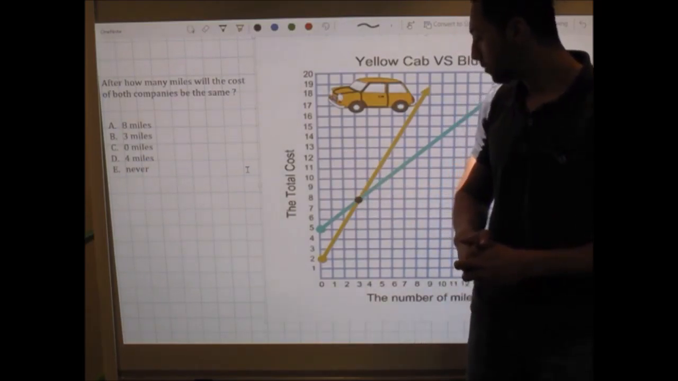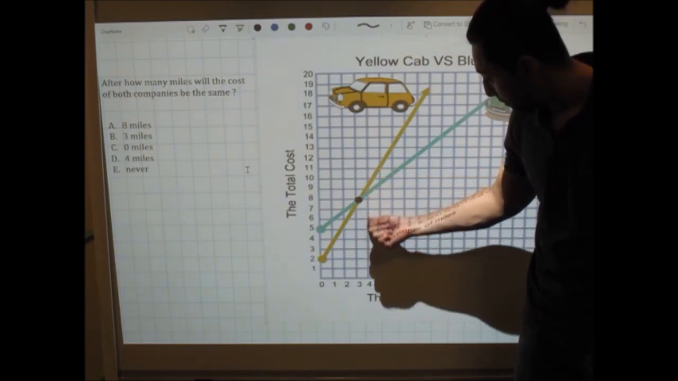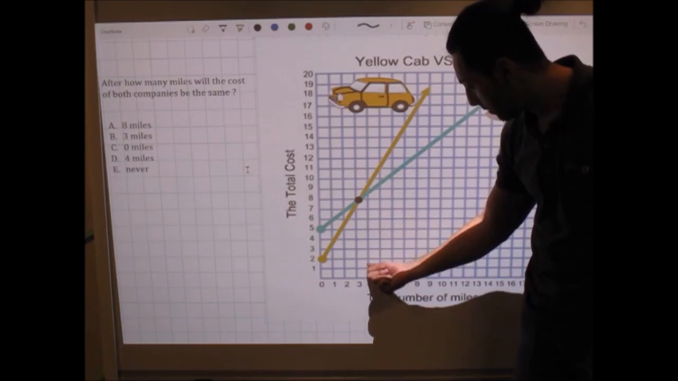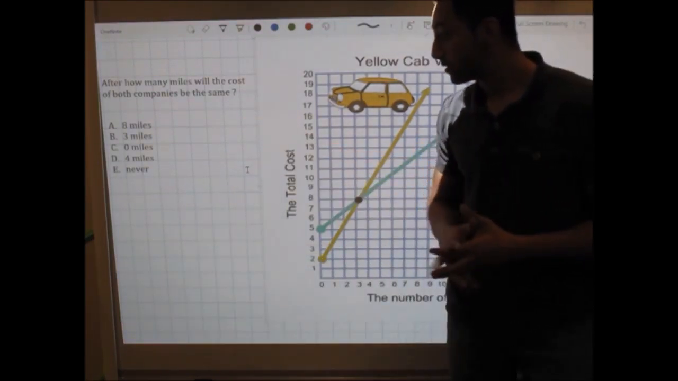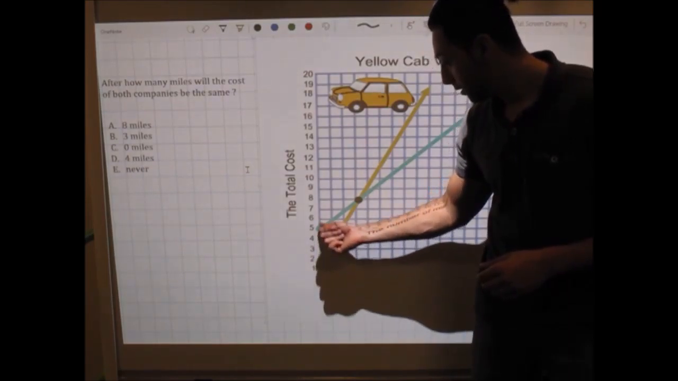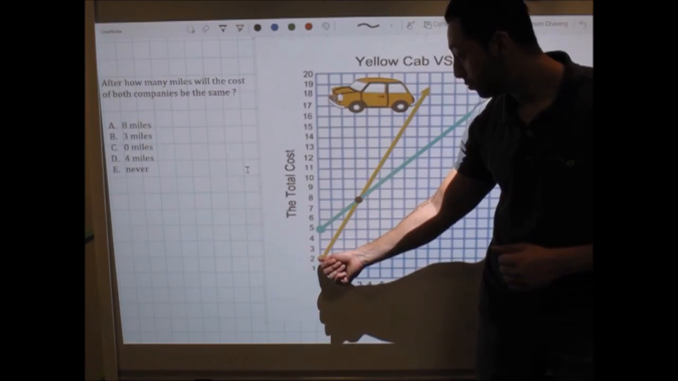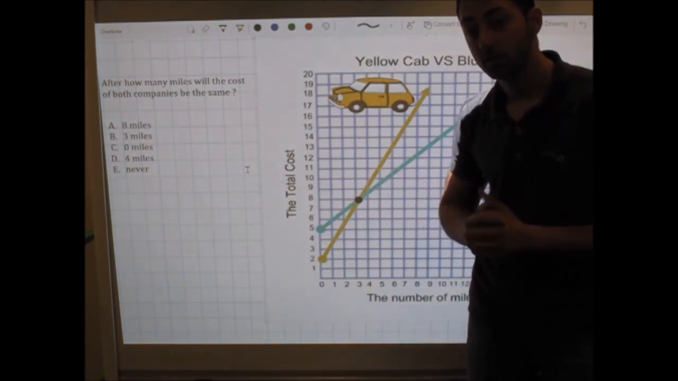D says 4 miles, so if I look down here at 4 miles and I trace up, I don't see an intersection there. It's very close to an intersection point, but at 4 miles they don't really have the same cost. So moving on to C, at 0 miles, again, I see different costs here. The yellow cab's cost is 2, and the green or blue cab is 5, so different cost still.